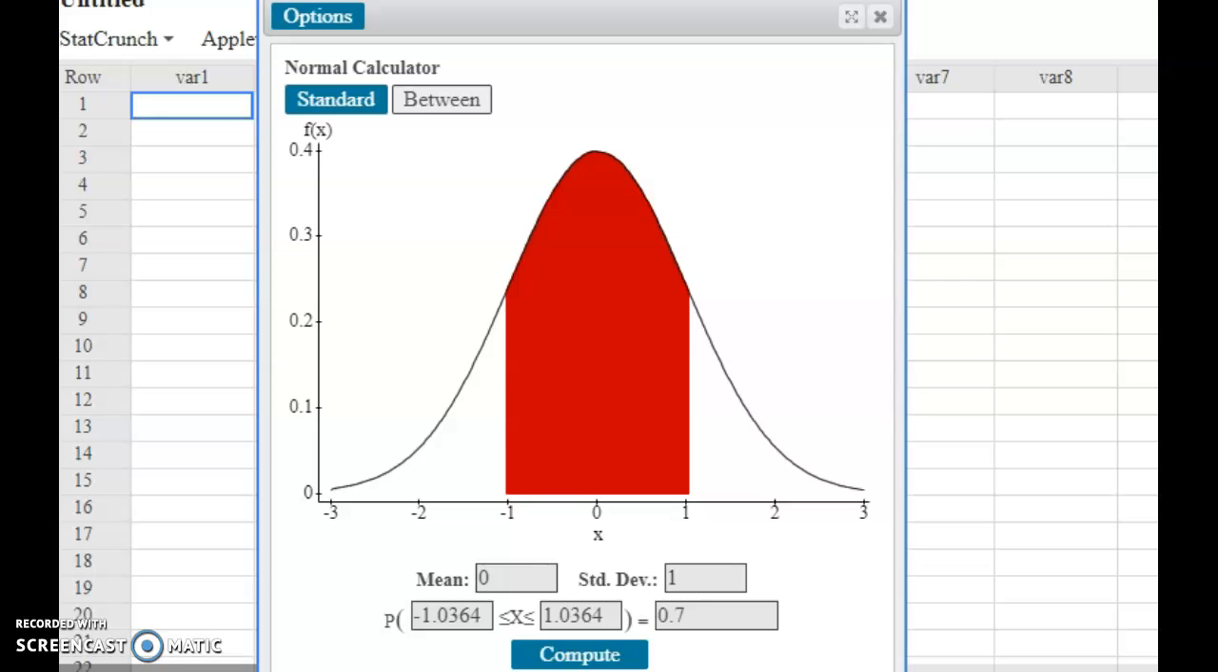The hardest part about using the online calculators, both the TI-84 or doing it on StatCrunch, is making sure that you use the correct function. When finding z-scores, you're going to use the inverse norm. When finding area or probabilities, you're going to use the normal CDF. Over here on StatCrunch, when you're trying to find z-scores, you're going to put in the probabilities on the right. And when you're trying to find an area, you're going to put in your z-score.